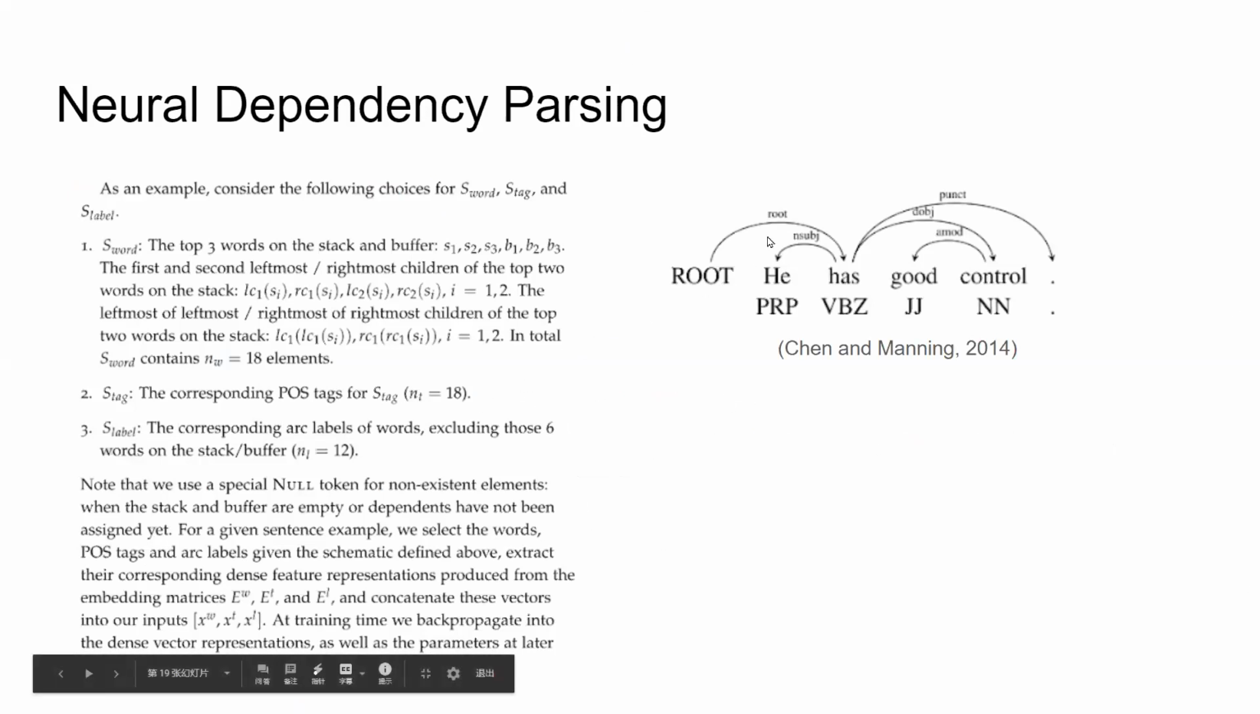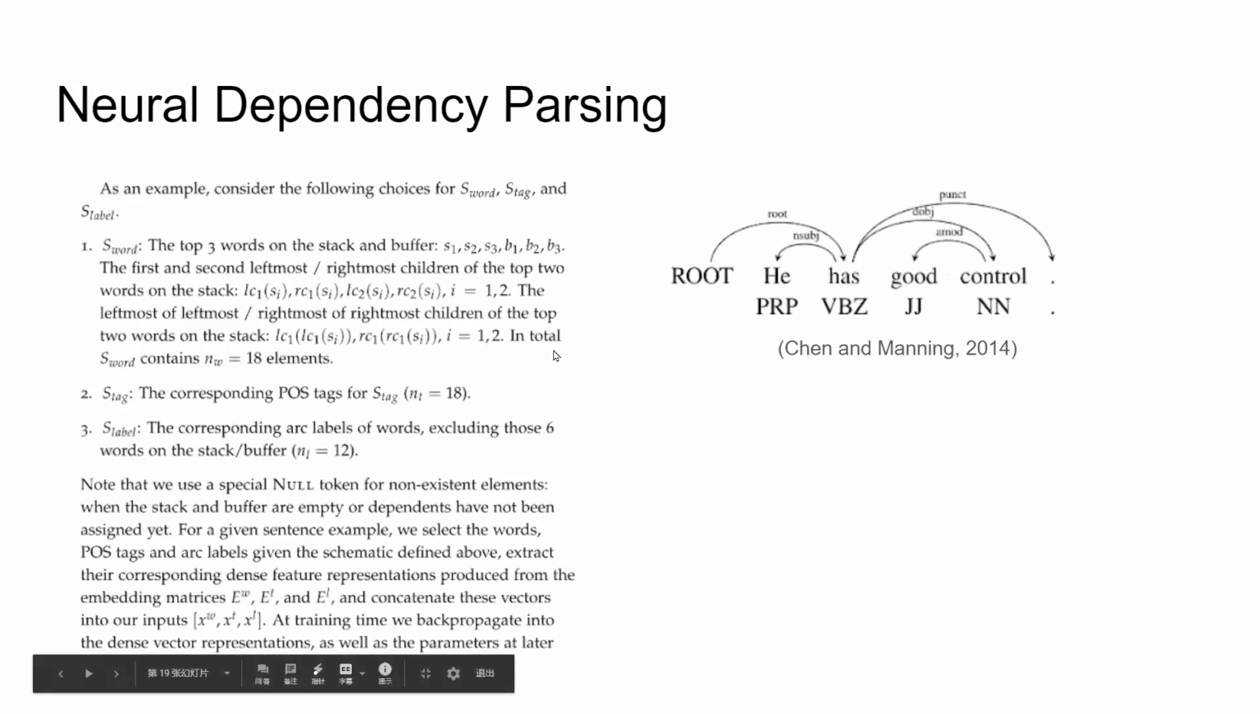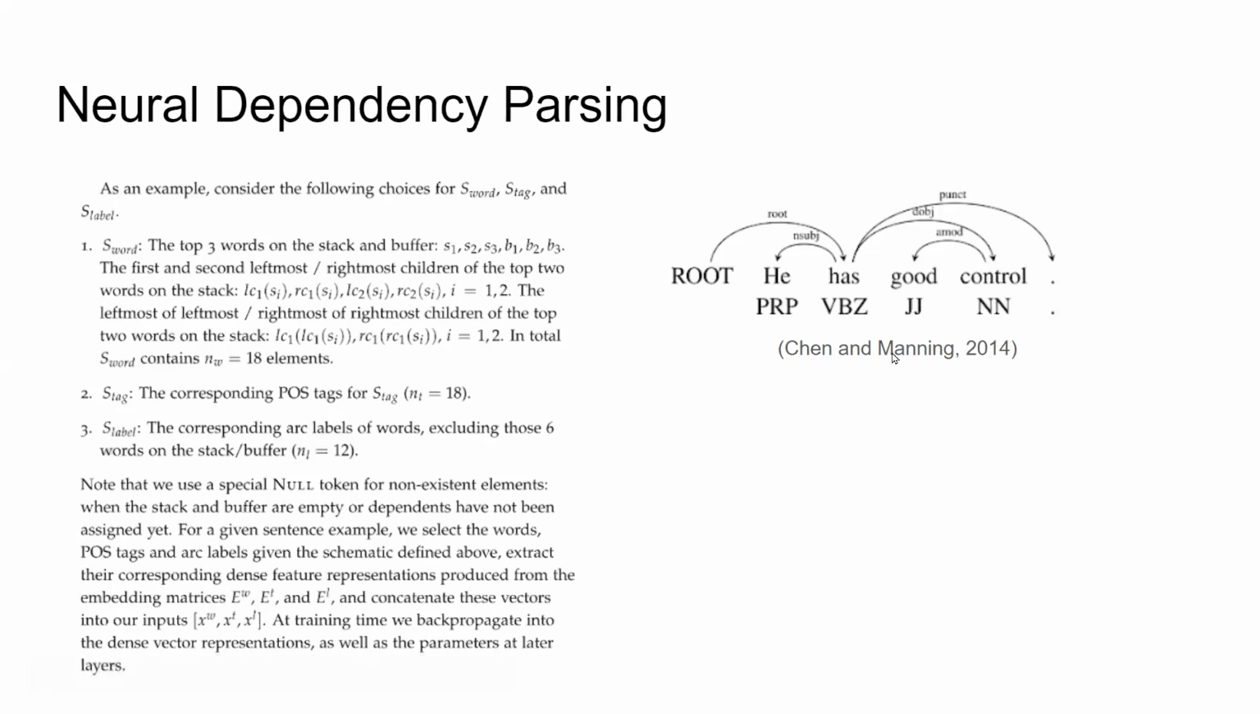Here's a sentence: he has good control, and it's from this paper, Chen and Manning, in 2014. They selected 18 words as the S word. What are the 18 words? They are the top 3 words on the stack, the top 3 words on the buffer, which is 6 words, and the first and second leftmost children of the top of the 2 words. It's a bit confusing here.